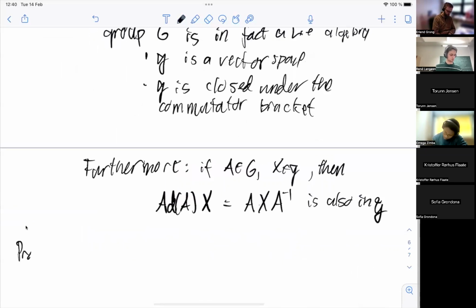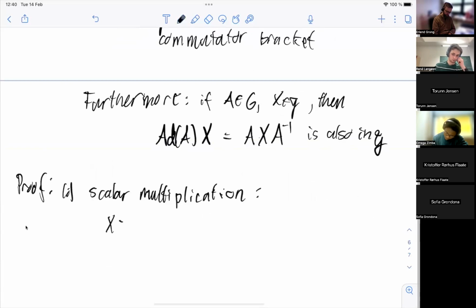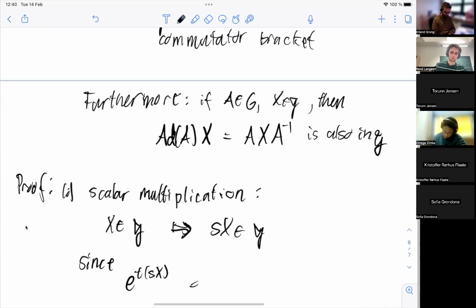So for the proof, what do we need first for a vector space? We need scalar multiplication. And for this, we have that if X is in the Lie algebra, then sX is in it, since e to the t s x is just e to the (ts)x, which is in G by assumption.